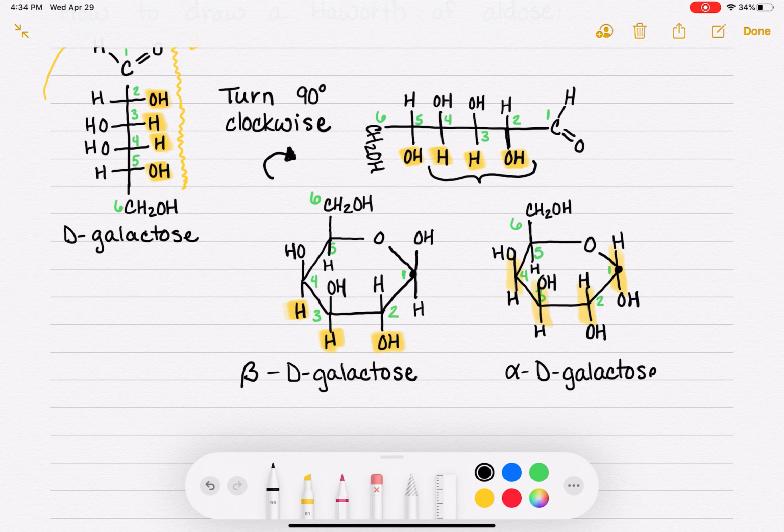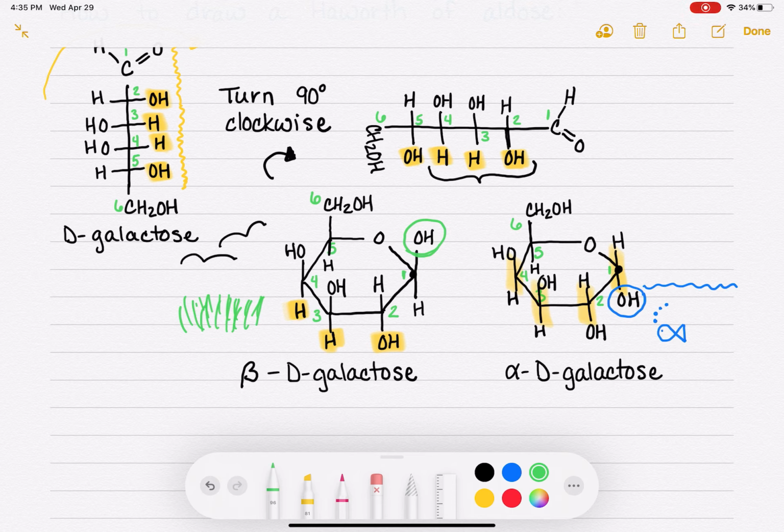And the way that you can remember alpha versus beta is that alpha looks kind of like a fish. It's got a kind of a fish shape to it. And the fish are down swimming in the sea, whereas beta, which does not look like a bird, but bird starts with a B and beta starts with a B, and they are up high in the sky. Much like the OH group is down under the sea with the fish, and the beta is OH up high with the birds. So that's how you can help remember which is which.